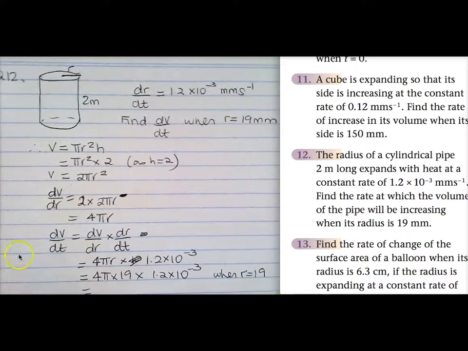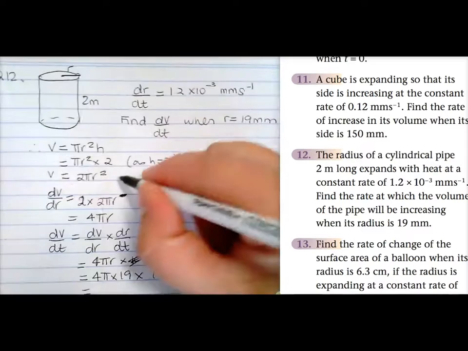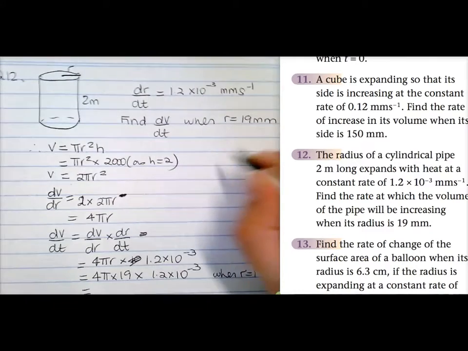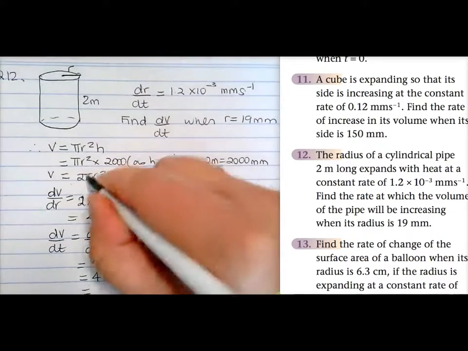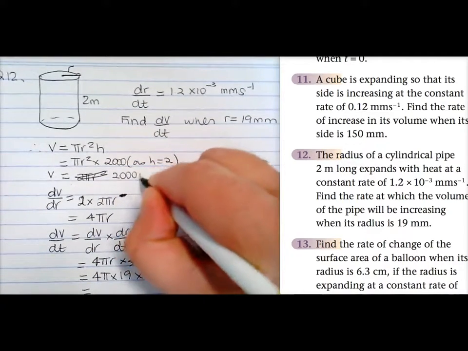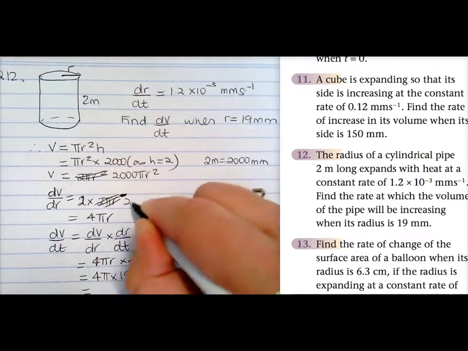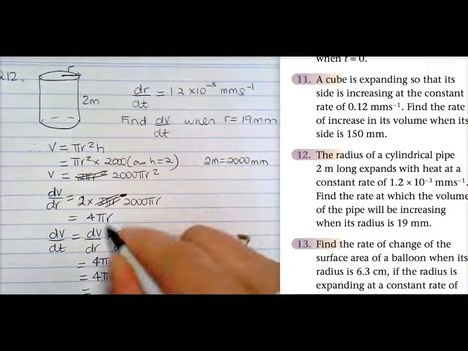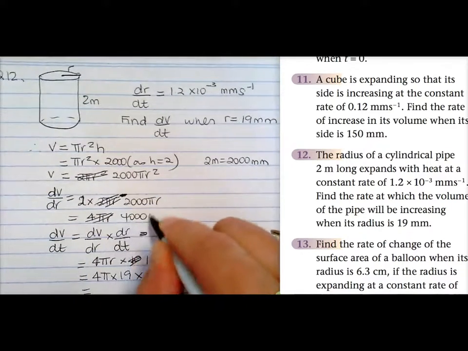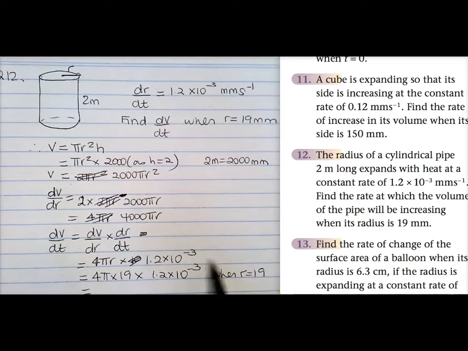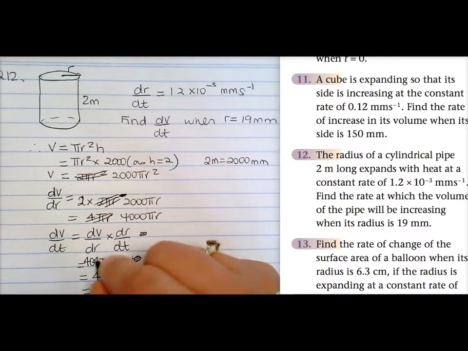And we've made a mistake. And what is the mistake? Let's change this now. So it's pi r squared times 2,000. 2 meters is 2,000 millimeters. So that is 2,000 pi r squared. Differentiating, 2 times 2,000 pi r, which is 4,000 pi r. We should have just multiplied by 1,000 here. Get rid of this 10 to the minus 3. That's what we should have done.